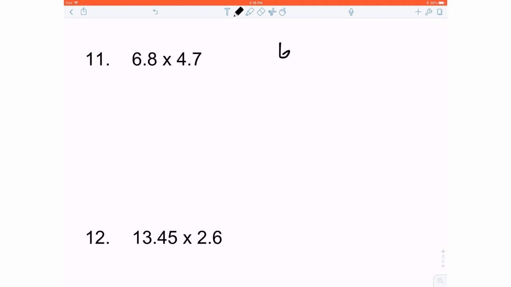So we're just going to write our number 6.8 times 4.7. I know here the decimals are lined up, but it's just because it happened that way. I didn't actually line up these decimal points. But we're going to do 6.8 times 4.7. So remember, multiply, ignore the decimals, pretend they're not even there until the very end.